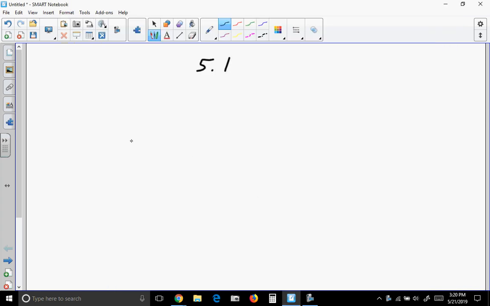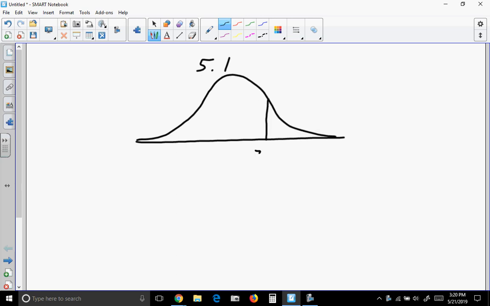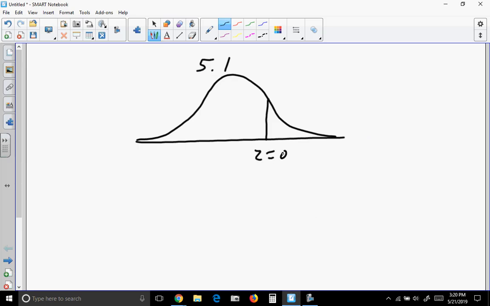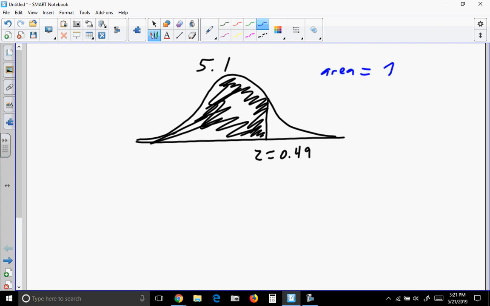So I'm just going to sketch this. This is a standard normal distribution. And they have a z-value of 0.49. And they want us to find the area to the left of that particular z-value. Now let's just recall that the total area underneath this curve is 1.